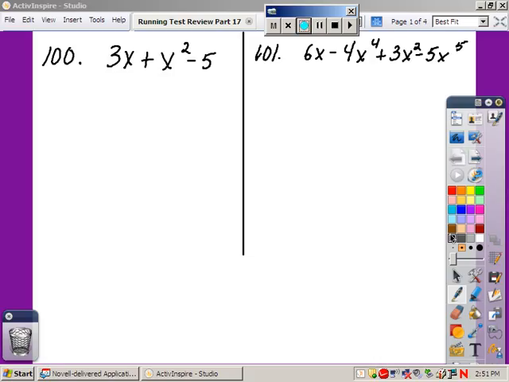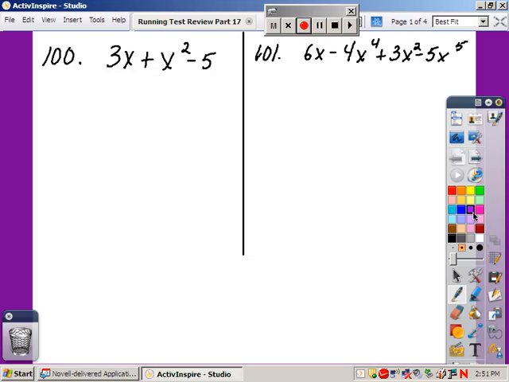Okay, so we're going to finish the last running test review for the final, which is going to be on polynomials. Polynomials take on basically three forms for us. Right now we have a type where you're asked to classify the polynomial in a couple of ways. So that's number 100 and 101. All I'm looking to do is write it in standard form. Tell what the degree is, the number of terms, the leading coefficient, and finally name it.